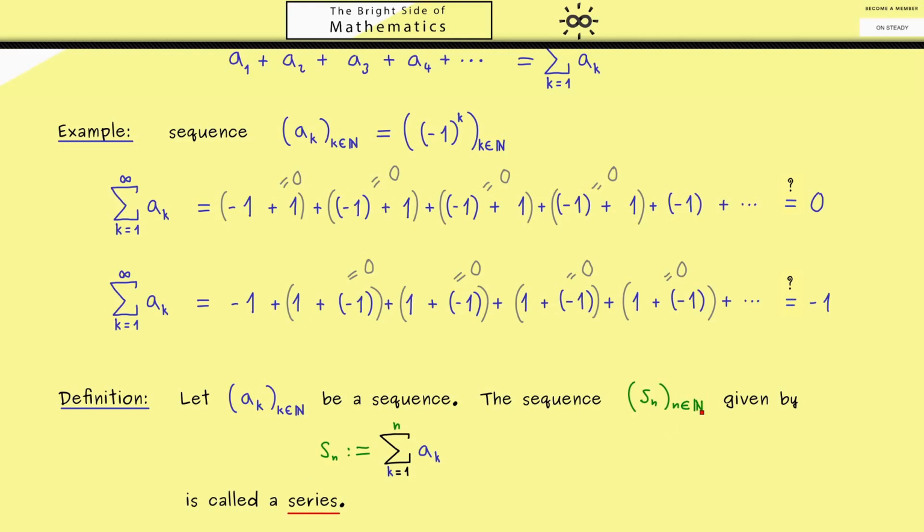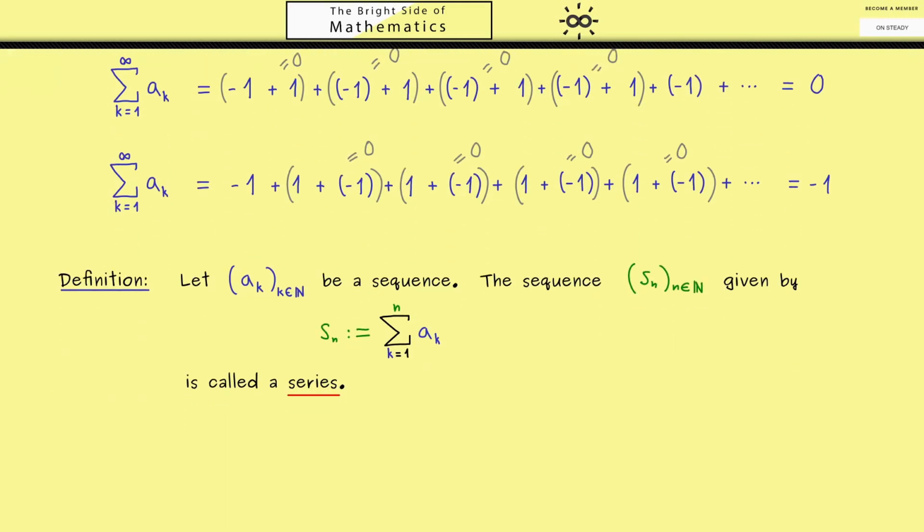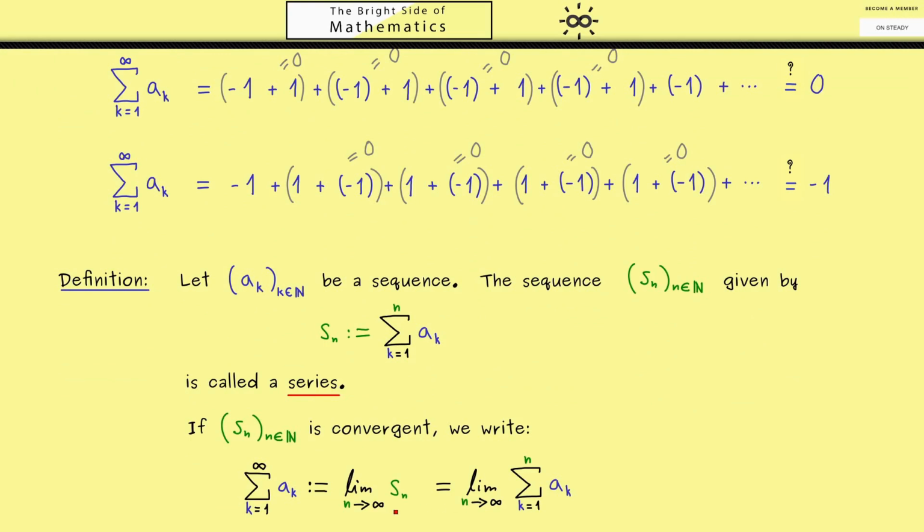And now you should see, in the case that this sequence is convergent, we have a meaning for the infinite sum. Therefore we are also able to define the symbol where we have infinity at the sum here. So this is simply the limit n to infinity of Sn. Or without using a new name, you simply would say it's the limit of these partial sums.